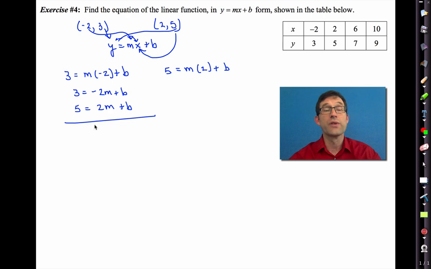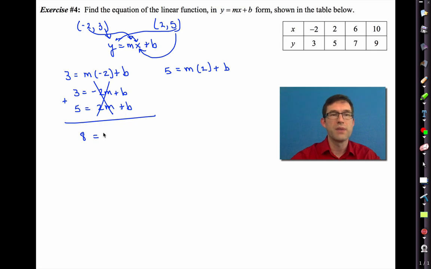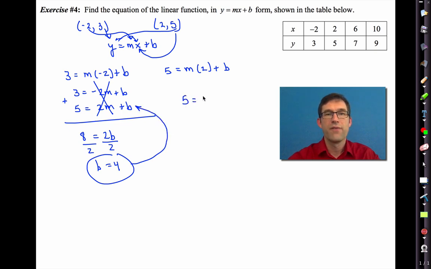Now, one of the things that's really great about the way this one's set up is that because I've got a negative 2m and a positive 2m, I can just add the two together. They're going to eliminate each other. These two are going to go away, and b plus b is 2b. Dividing both sides by 2, I'll get the y-intercept is 4. Now to figure out what my m is, I can take my b equals 4, maybe put it in here. 5 equals 2m plus 4.